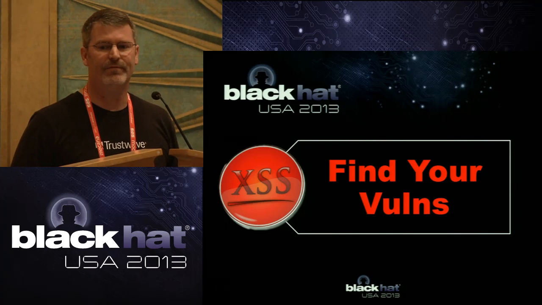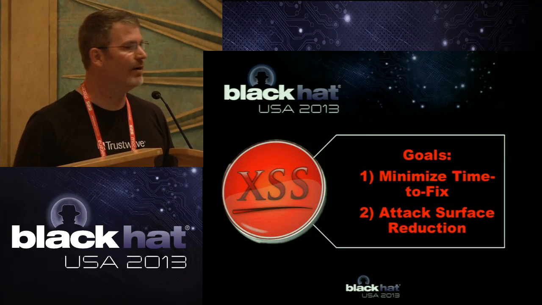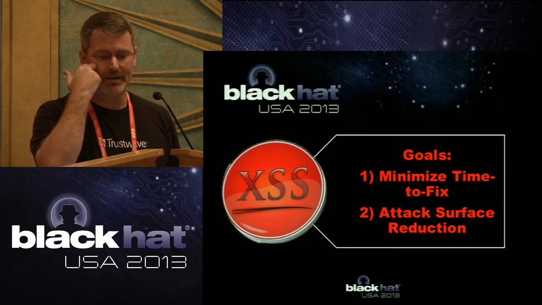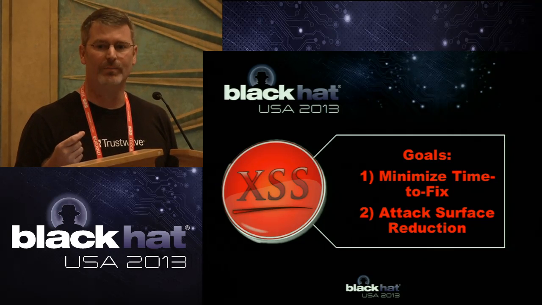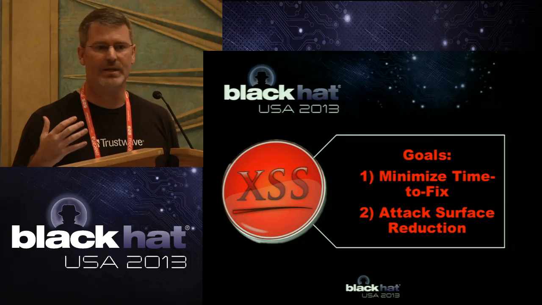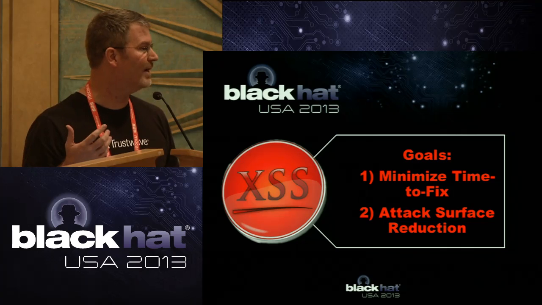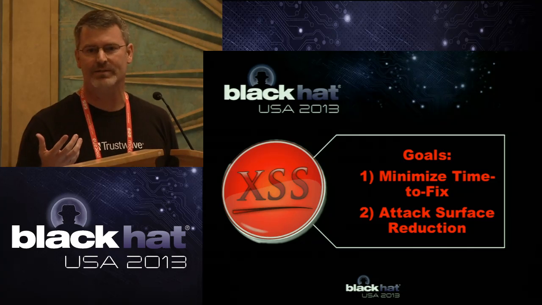So number one, find your vulns, right? You want to make sure that you know where these problems are. So in finding these, you should have some specific goals in mind. Number one is minimizing the time to fix. Once you know you have a problem, let's say you're monitoring logs and you see people testing proof of concept code, you should say, oh crap, we got to do something about this, right? So now you're on the clock. How quickly can you put something in place to mitigate that?